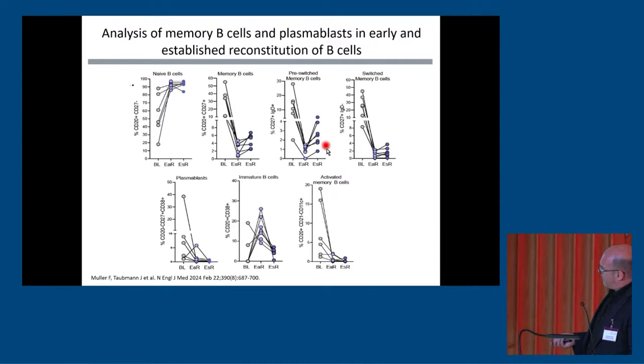And what is also very remarkable is that after 1 year, you don't see these activated plasmablasts anymore, and also not the lupus-associated activated memory B cells, also known as double negative 2 cells or aged B cells.